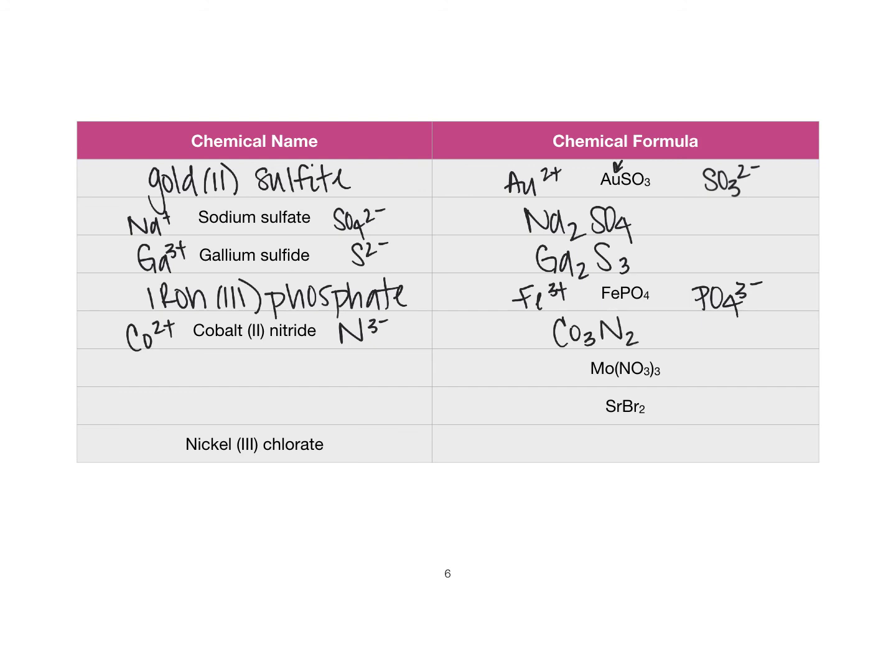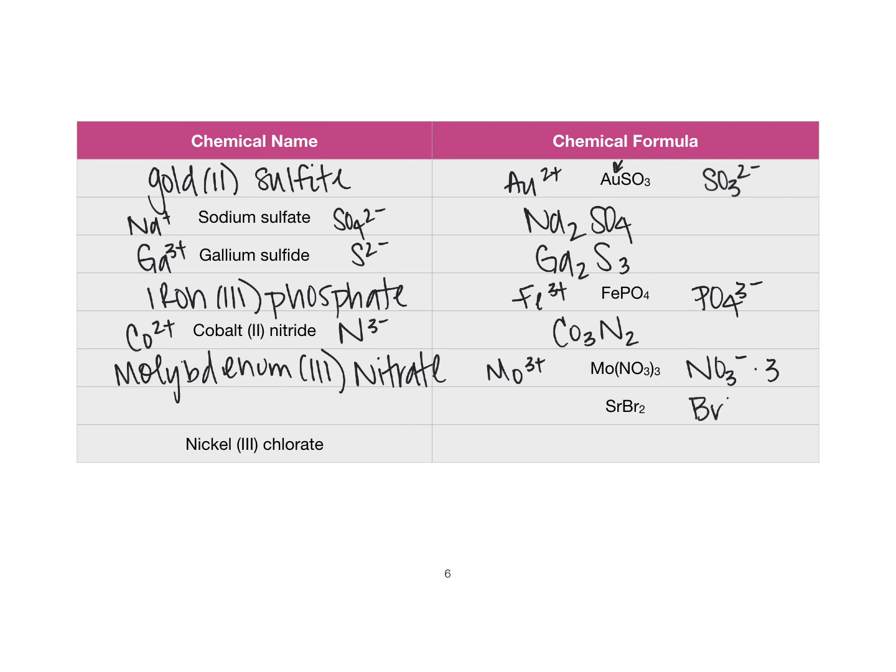So for Mo(NO3)3, we have NO3 minus, and there are 3 of those. So that gives the molybdenum a 3 plus charge. So molybdenum(III) nitrate, sorry. And so the next one is strontium and Br2, which is Br minus and Sr2 plus.